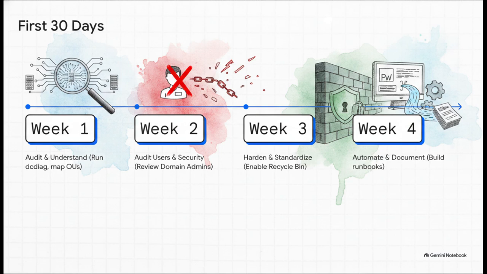If you're just stepping into a new environment, here is your exact 30-day action plan. Week 1 should be pure discovery. Run your dcdiags and map out those OUs. By week 2, you should be kicking out any unnecessary domain admins. Week 3 is all about hardening, things like turning on the AD Recycle Bin. And then by week 4, you are building out automated PowerShell reporting so the environment is practically monitoring itself.